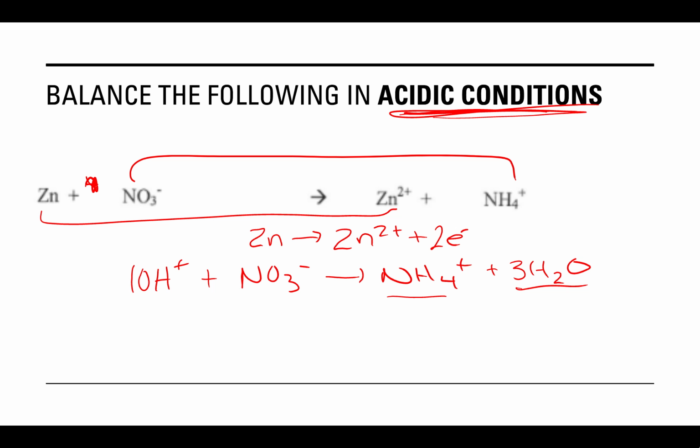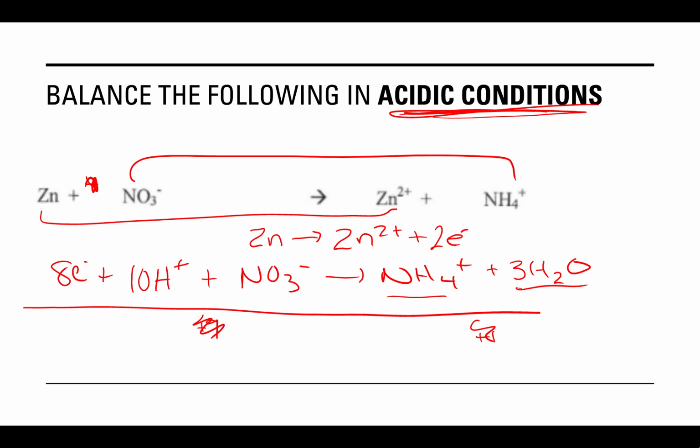Now I'm worried about my charges. So on my right-hand side, I have a net charge of +1. And on my left-hand side, I have a net charge of +9. So to make this the same, I'm going to add in 8 electrons to the left-hand side. And now I have a net charge of +1 on each side. So with your charges, just remember that you want it to be the same on each side. They don't need to equal 0. They just have to be the same.